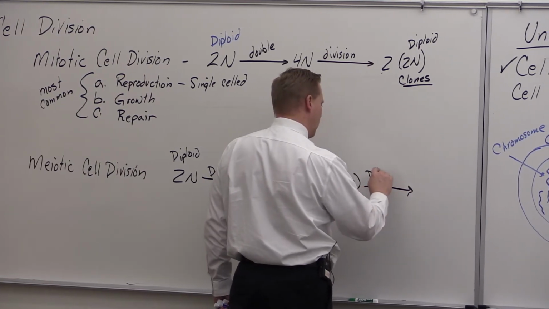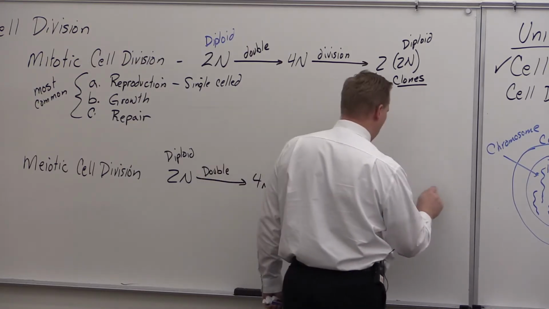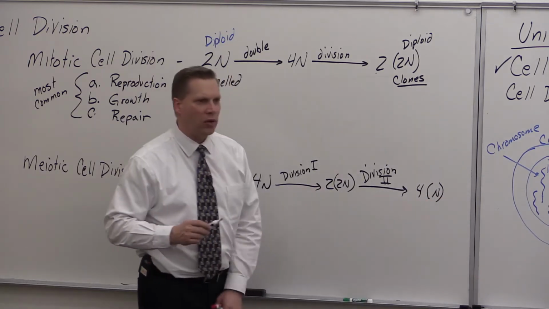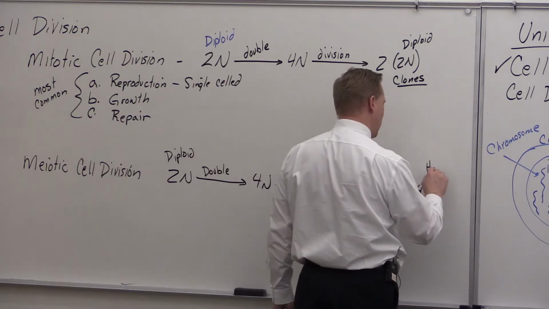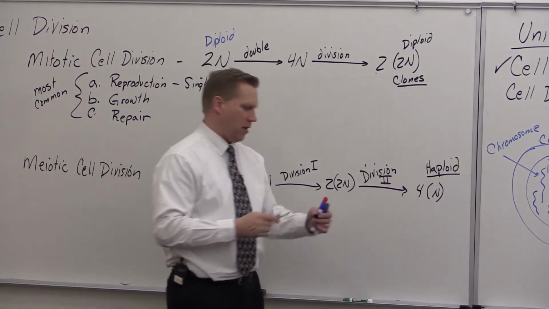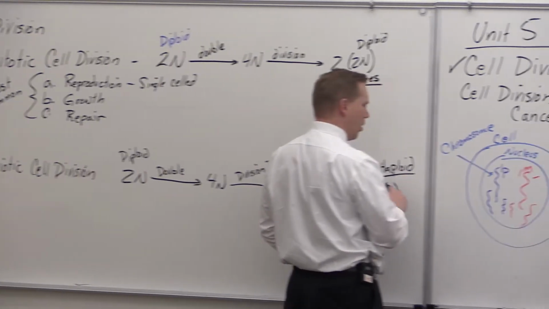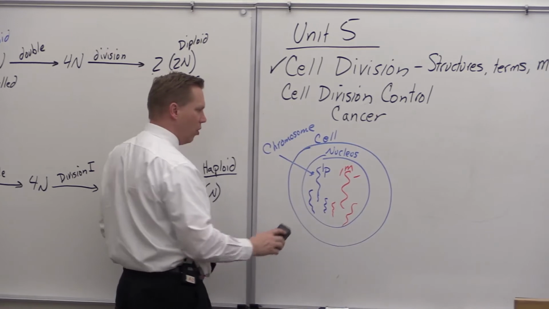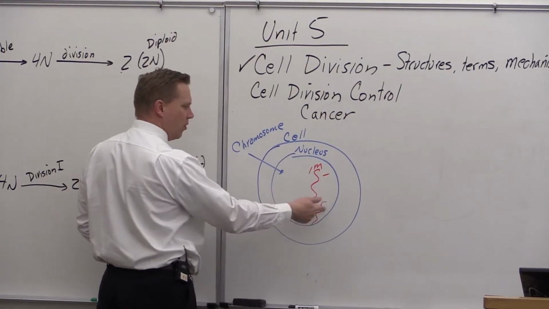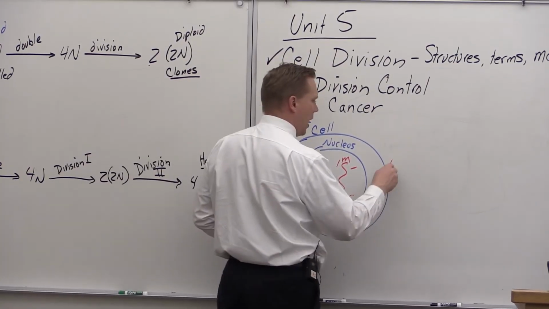And then we undergo a second division. So this is division 2. And what we end up with after division 2 is 4 cells, but each of them are only N. We call this a haploid cell. Haploid means that there's only one representation of each chromosome. So if this were a diploid cell before that we drew, we would simply erase half of those chromosomes. Each chromosome number is still represented, but there's only one copy of each one. So this would be now a haploid cell.